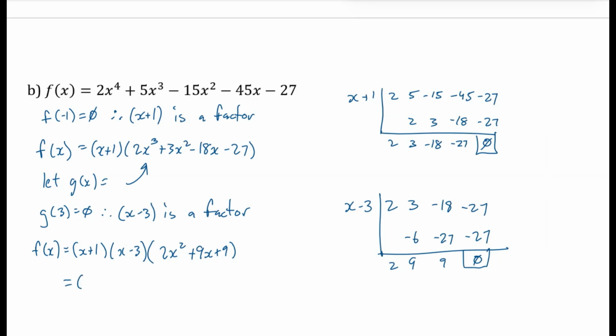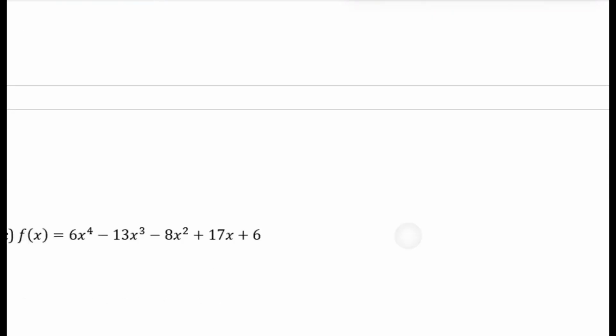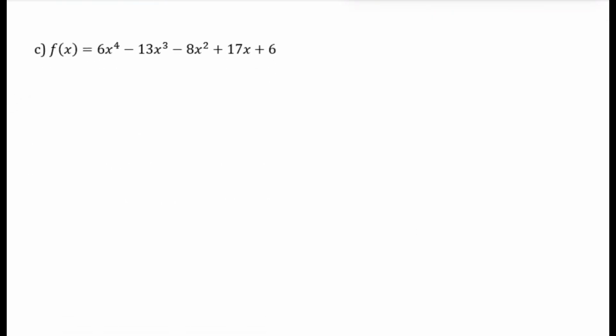Okay, we're down to our quadratic. 2 is a prime again, so it's got to be 2x and x. And then the other 2 multiplied to 9, don't you think it's going to be 3 and 3? And in fact, everything's positive in this case. 6x and 3x is 9x, so we got it. Any questions?